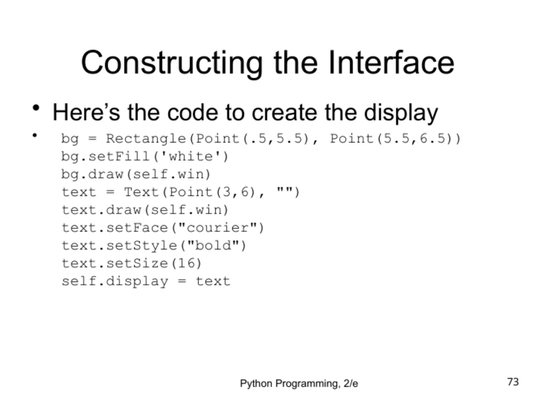Next, we create a text object called text, positioned at the point 3, 6. Initially, it's empty, but this is where our message will appear. We draw this text object onto the window as well. To make the text visually appealing and consistent, we customize its font to Courier, set it to bold style, and choose a size of 16 points. Finally, we assign this text object to self.display, which allows us to update or modify the displayed message easily later on. This setup is fundamental because it creates a clear, styled area for dynamic messages in our interface, tying into the overall theme of building user-friendly graphical interfaces in Python.